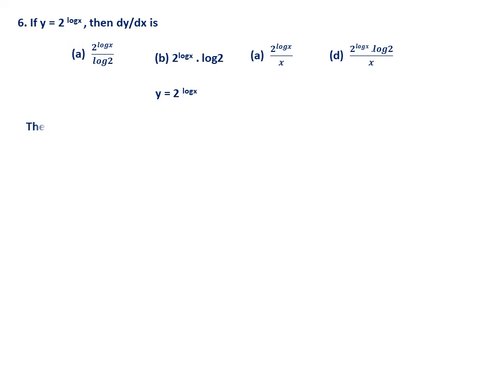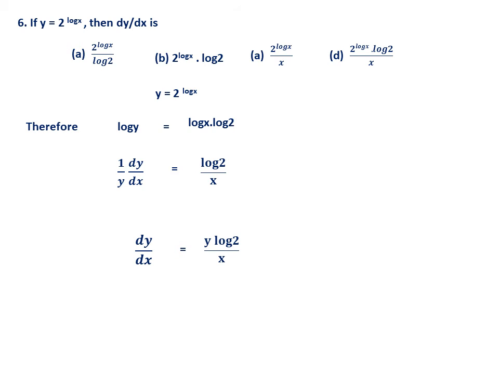So what you have to do is, taking log on both sides, you get log y equal to log x into log 2. Now differentiate. So left hand side becomes 1 by y dy by dx. Right hand side, log 2 is constant and differentiation of log x is 1 by x. So now take y to the right side, cross multiply. So y log 2 by x, and you know what is y?